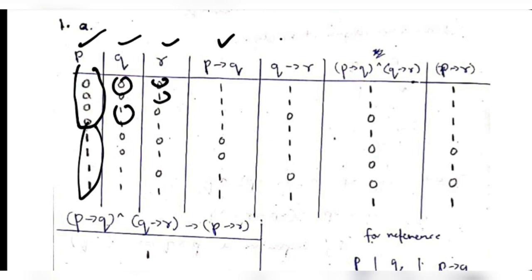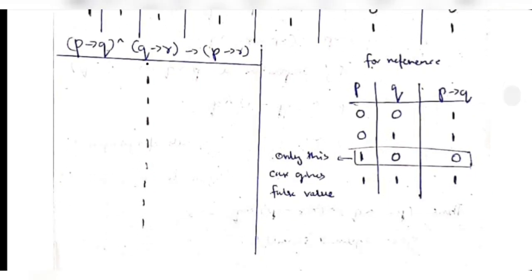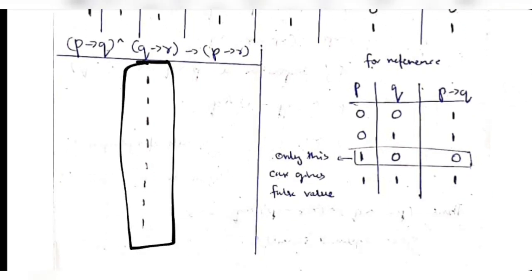Then for P conditional Q and Q conditional R, we'll do it by looking at this reference table. And after that, when we get the final equation here, okay, the final equation will be all ones.